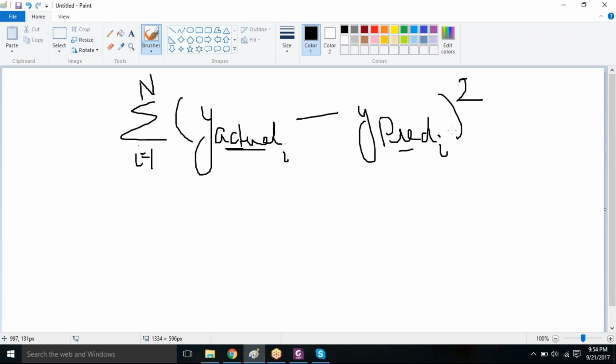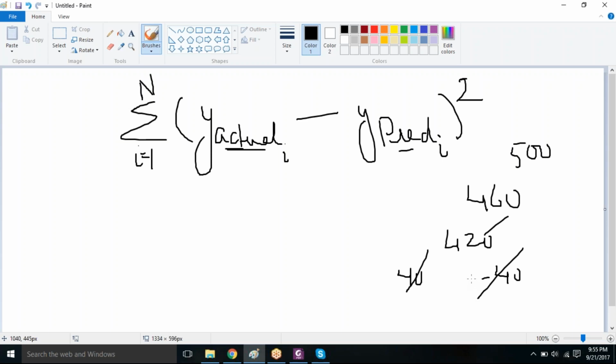And why is this squared? This is the same concept as the deviation we studied yesterday, where I told you that, suppose the actual is 460 and your predicted is 420, then the difference will become 40, right? Actual minus predicted. But suppose your software predicted 500, so it becomes minus 40. So when you sum it over all the training data points, these will cancel each other. That's not right. You have to capture the error. So for that, you square this so that the negative becomes positive and the positive stays positive. So it will be an accumulated error.